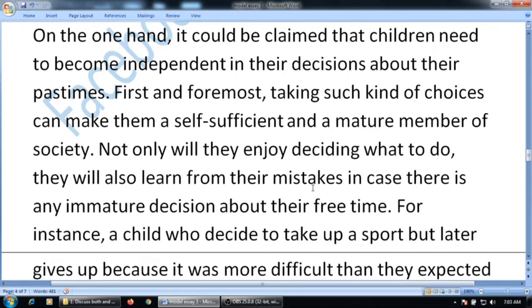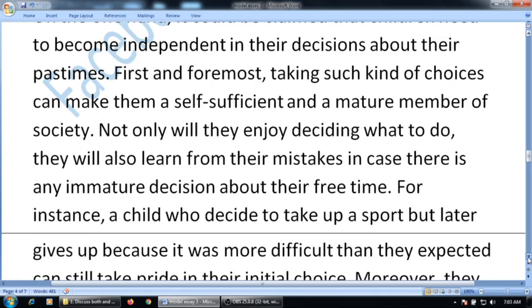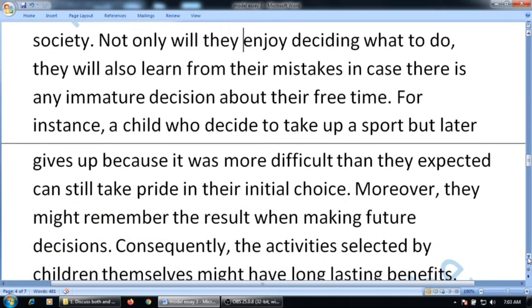And I would suggest you first of all do my vocabulary course, then the grammar course, and then come to essay writing or letter or report writing. For instance, a child who decide to, a child, we are using here a single subject, there is a subject-verb agreement error. This is a single subject, so we have to use here decides.